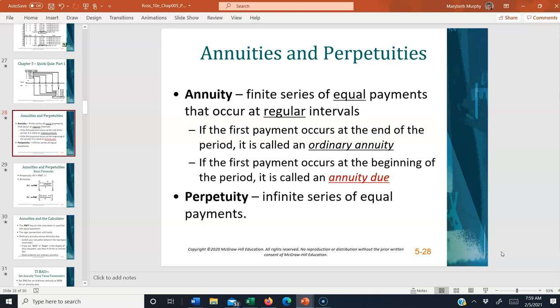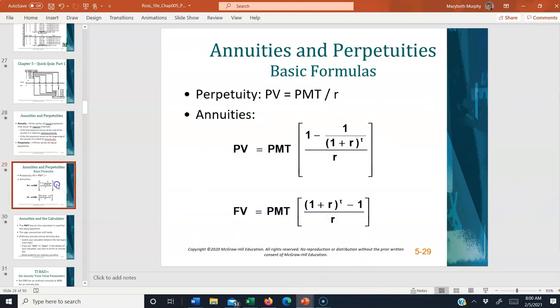A perpetuity is an infinite series of equal payments that will go on forever. An example of that: on my Facebook feed, I saw Publishers Clearinghouse, and they said that you would get $5,000 forever, basically. So that would be a perpetuity.